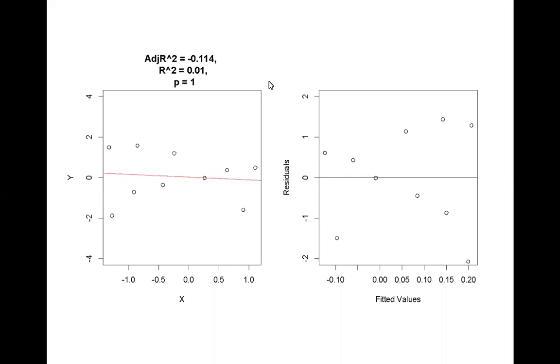I want to go through the same set of slides as before. The only thing that's going to change is now, in addition to listing the R squared on the top left, I'm also going to list the adjusted R squared. So I want you to see what happens to it.